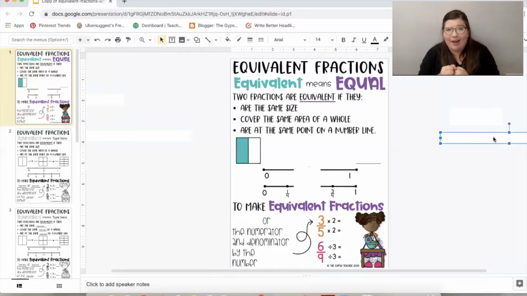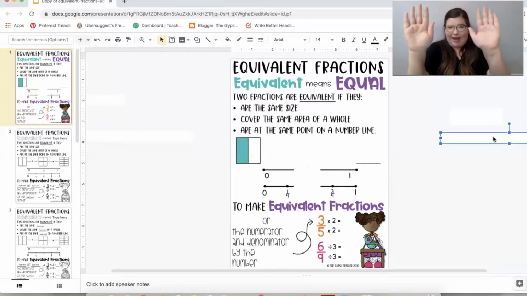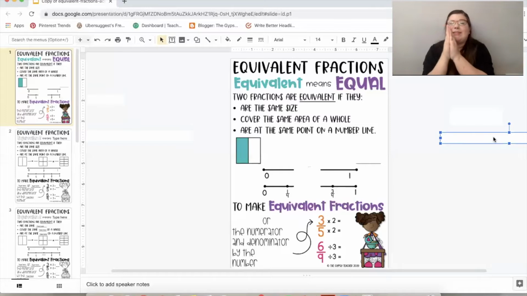You ready for this? Are you ready for this? Okay, let's do it. Two fractions are equivalent if they are the same size, cover the same area of a whole, and are on the same point on a number line. Very good. All right, so we have here, actually first, sorry, pause and write that third one down.